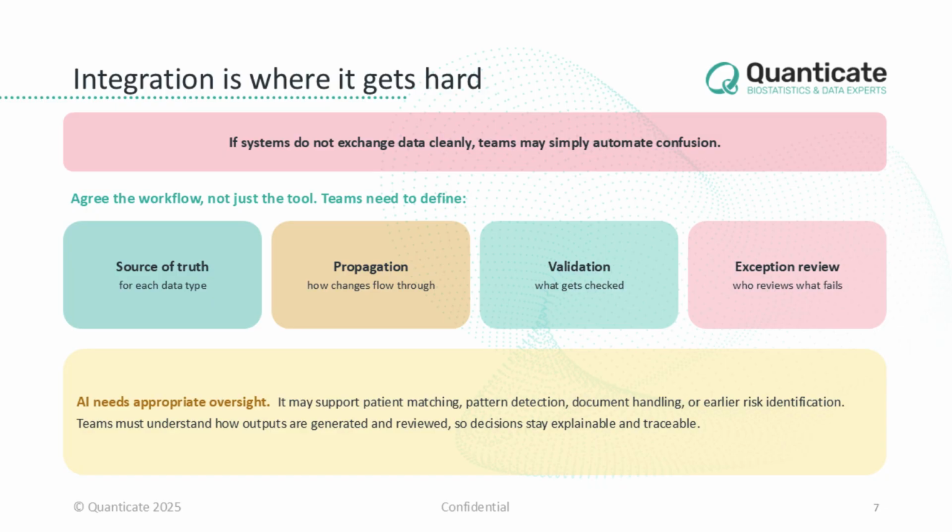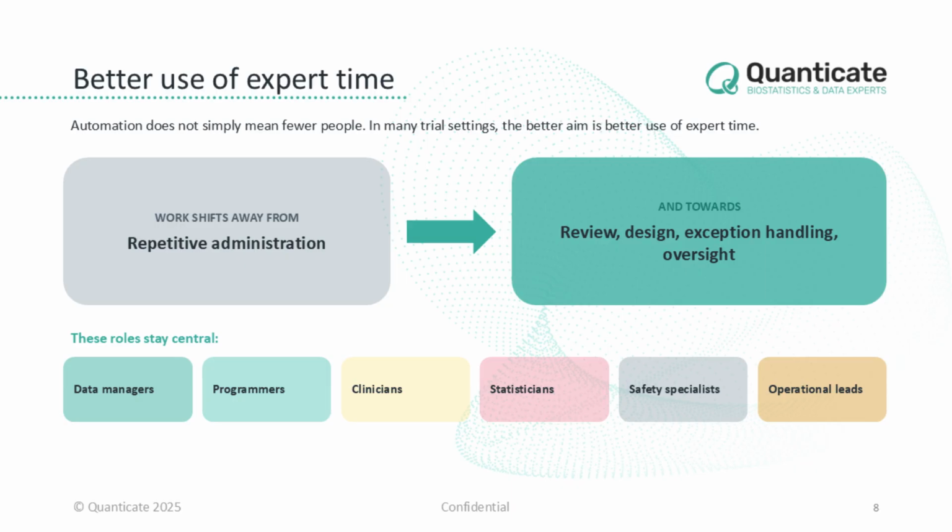AI may support patient matching, pattern detection, document handling, or earlier risk identification with the appropriate oversight. Teams need to understand how outputs are generated, reviewed, and how decisions remain explainable and traceable. In many trial settings, the aim of using automation is better use of expert time.